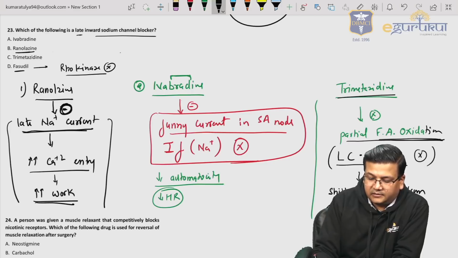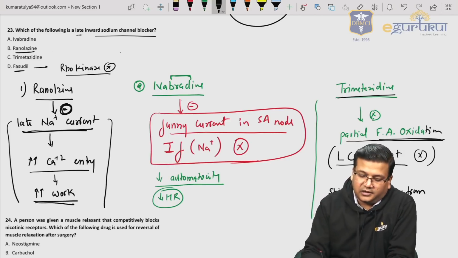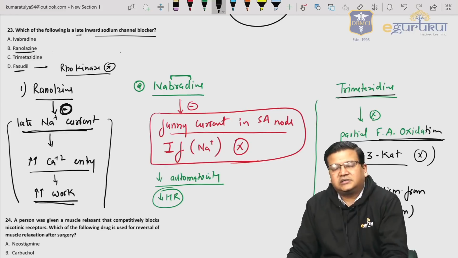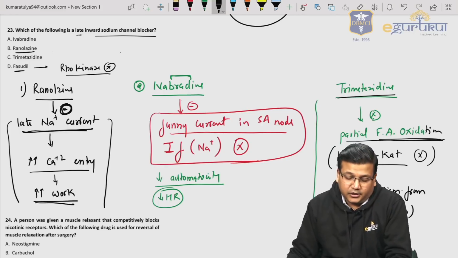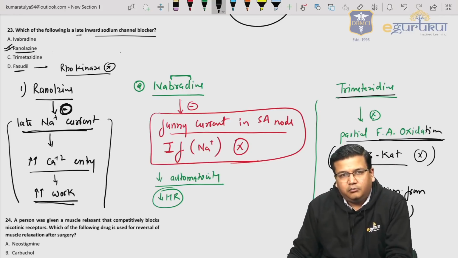Rho kinase inhibitor. In theory at least, it is also possible to use this drug for chronic therapy of angina. So all four options are oral drugs. They are for maintenance therapy of angina, but out of the four, Ranolazine is the one which is a late sodium channel blocker.